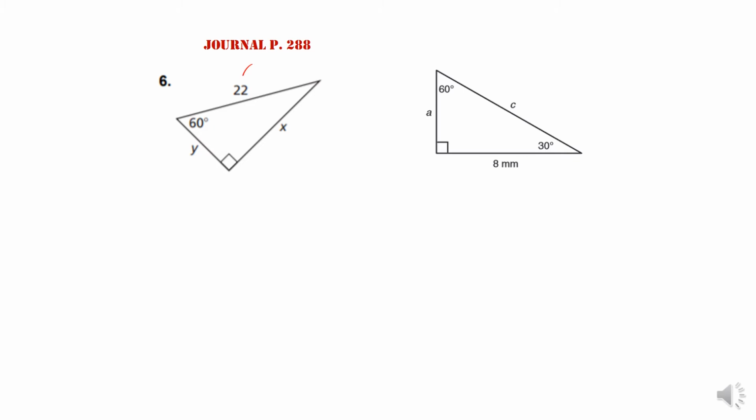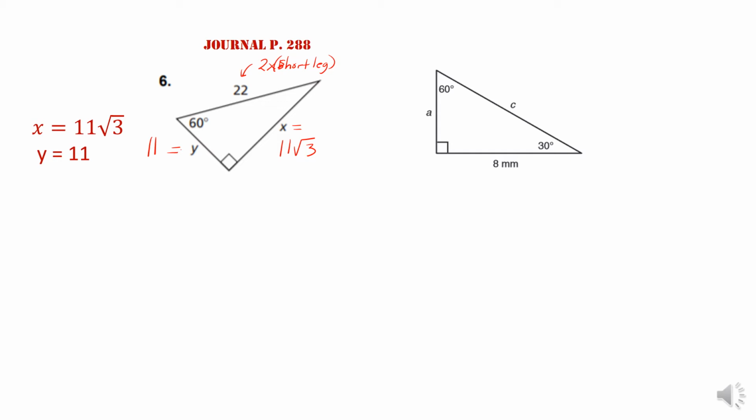This is giving us the hypotenuse, and we know that the hypotenuse is 2x, which is 2 times the short leg, right? So this time y is the short leg, so y equals half of the hypotenuse, so y equals 11, which means x is 11 square root of 3. Okay? All right, now we're going to figure out this one.